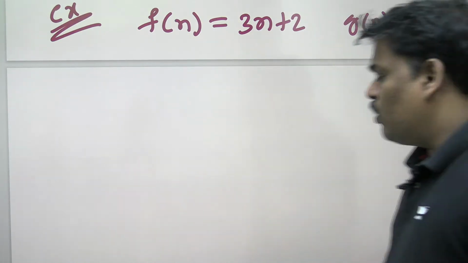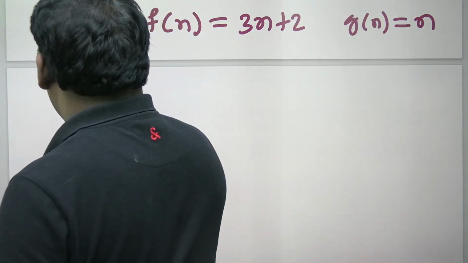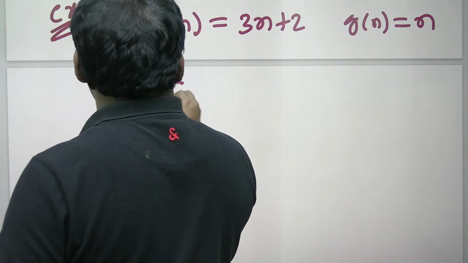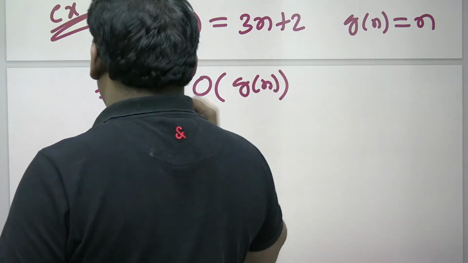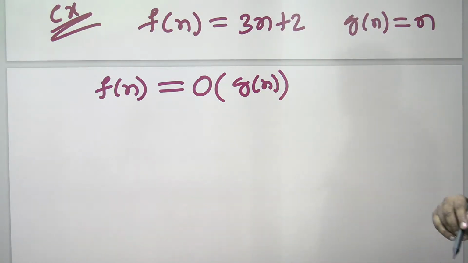So I want to prove, between these two functions, that f of n is big O of g of n. F of n is that one, g of n is that. Two functions are given. I want to prove f of n is big O of g of n.